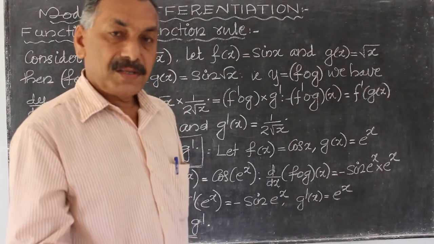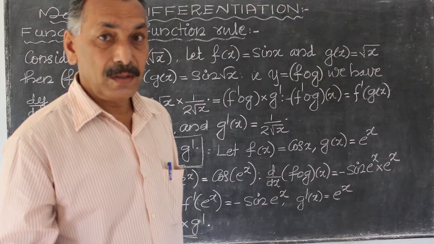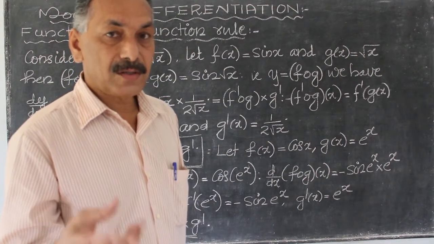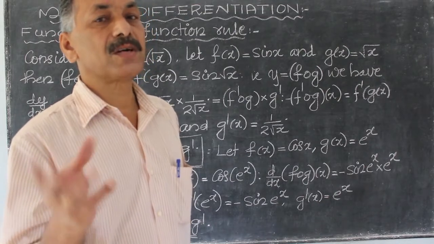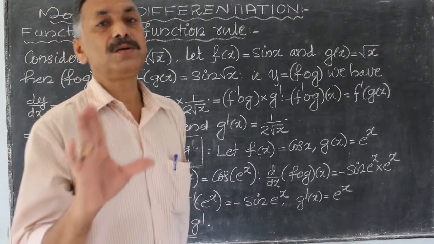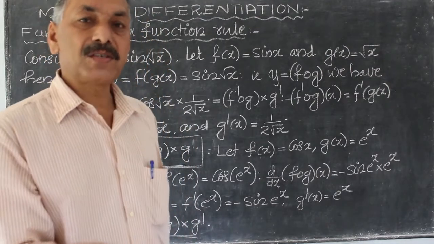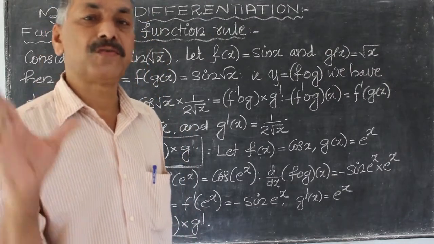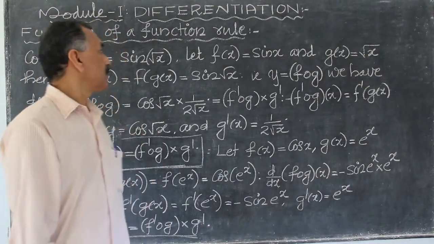We have already seen the function of a function rule. What do we mean by the function of a function rule? If y is a function of u and u is a function of x, then dy by dx is equal to dy by du into du by dx. Function of a function means it is the composition of two functions. Then consider the example.